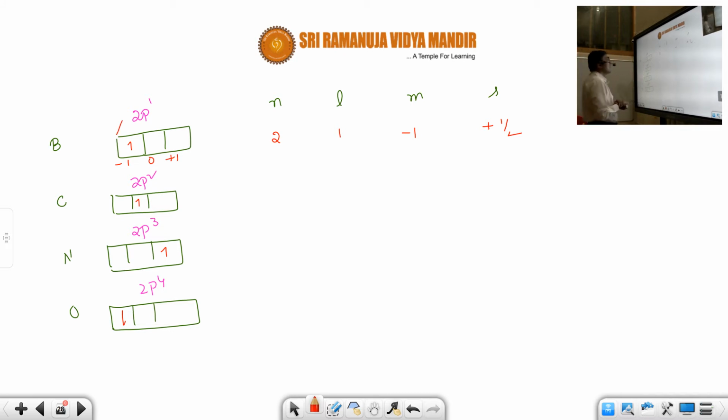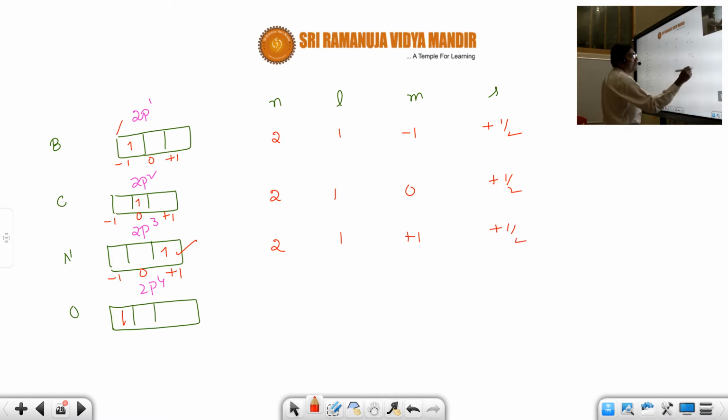Now the second one, carbon. What is the N value? 2. Now what is the L value? Same, because 2p only. Here the orientation is different: minus 1, 0, plus 1. So it is 0, and it is plus half because it is in the clockwise direction, up. Now the next one, nitrogen: same, 2 and p, but the orientation is plus 1, from minus 1, 0, plus 1. Now which half? Plus half. It is also plus half.